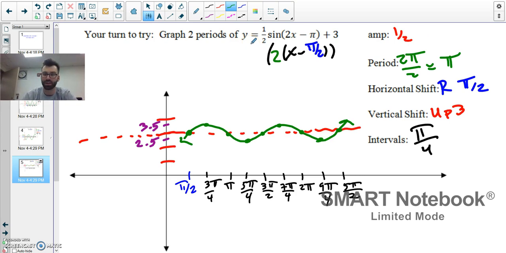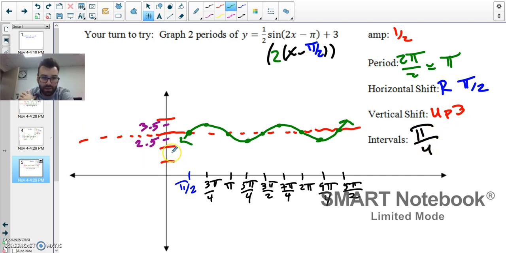Here's the deal. Don't forget to factor out the 2 here so you can change that horizontal shift. Remember the first thing you do: amplitude is 1/2, period is 2 pi over 2, which is pi, phase shift pi over 2, up 3, intervals are pi over 4.